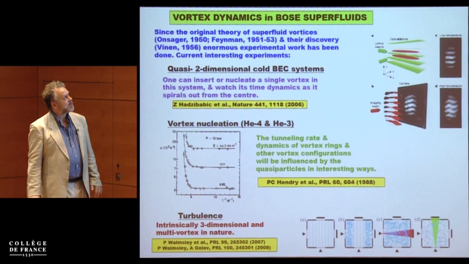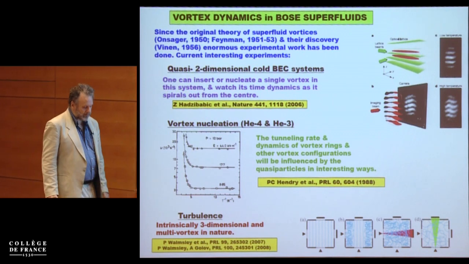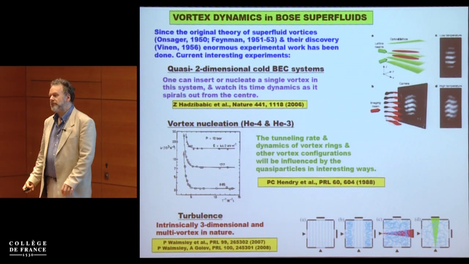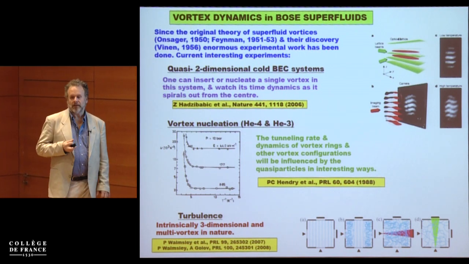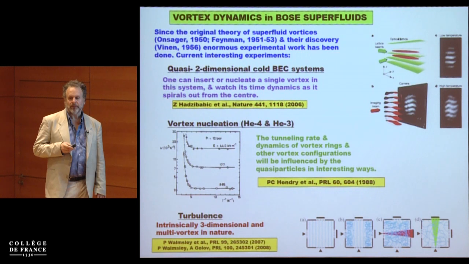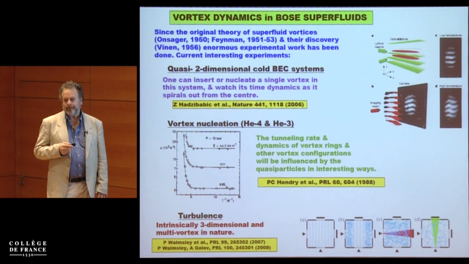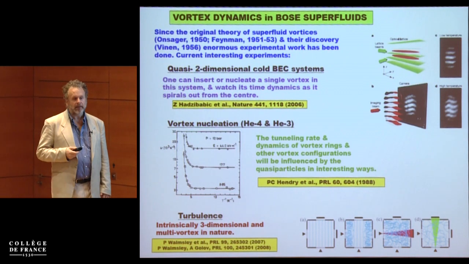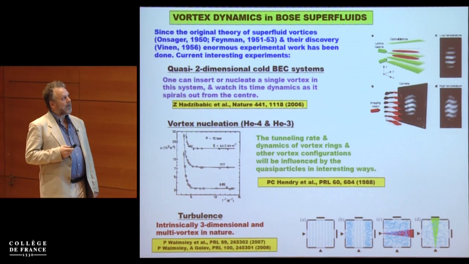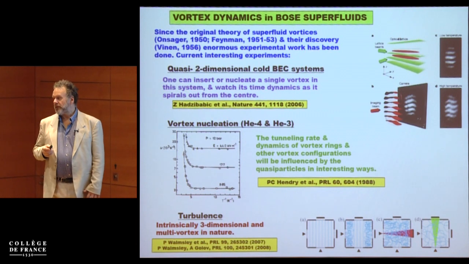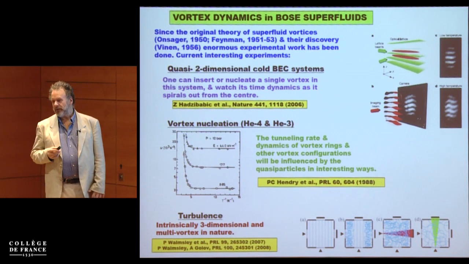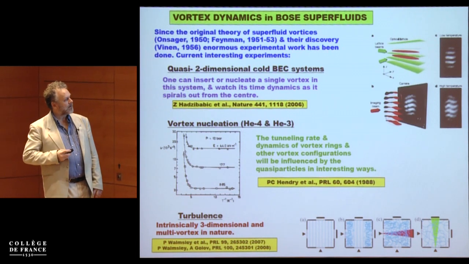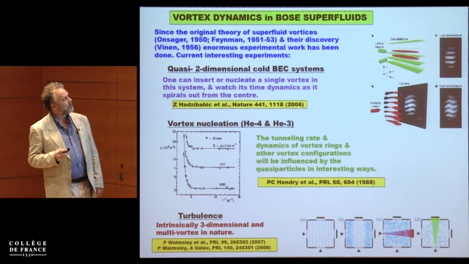So vortices were suggested in 1950 by Onsager, and Feynman wrote a number of papers on the idea in the period from 1951 to 53. And in 1956, they were actually seen experimentally for the first time by Vinen in the UK. And so that means that an awful lot of experimental work has been done on them. And of course, I can't summarize that at all. What I want to do is just mention some experiments which are kind of interesting.